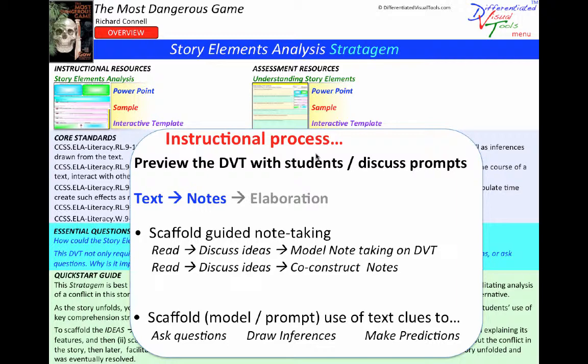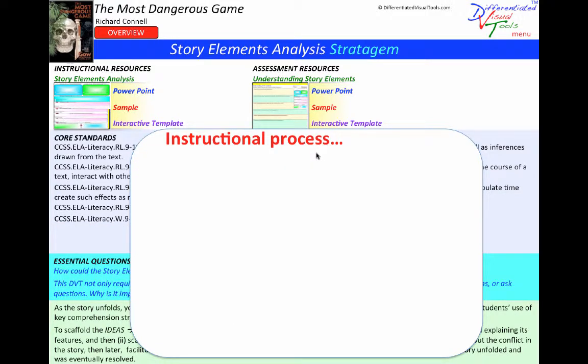So likewise, you'll be modeling and thinking out loud to show students what the thinking looks like when you're formulating questions about the character or the setting of the conflict, or modeling the drawing inferences and making predictions. And then fairly quickly shift to having students work with you to co-construct those questions, inferences, or predictions, and then facilitating note-taking of those.